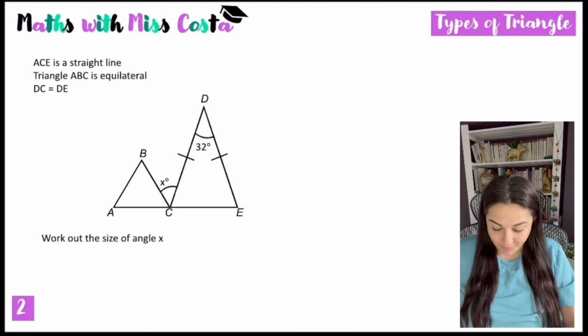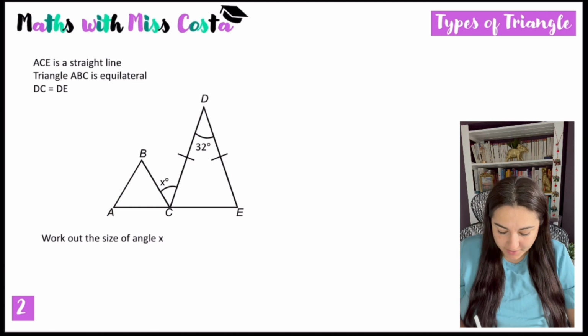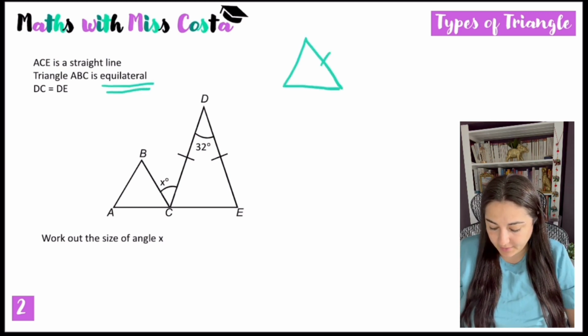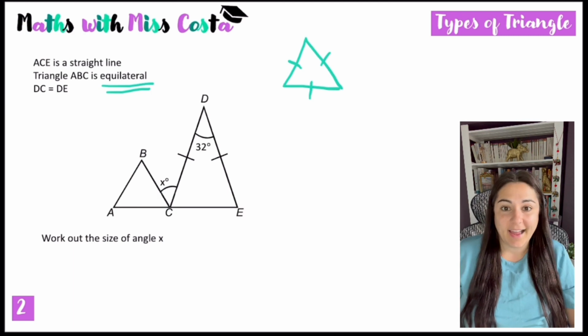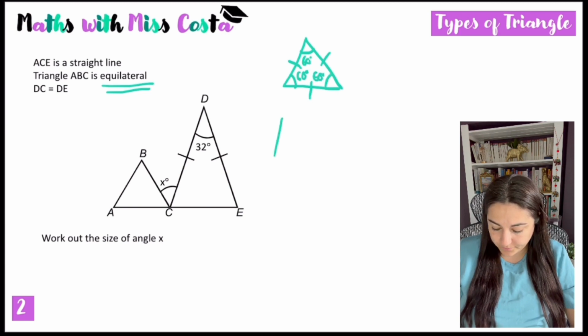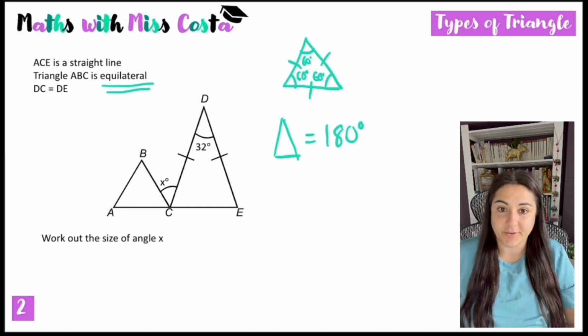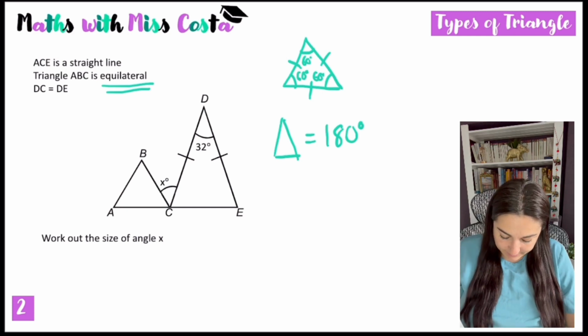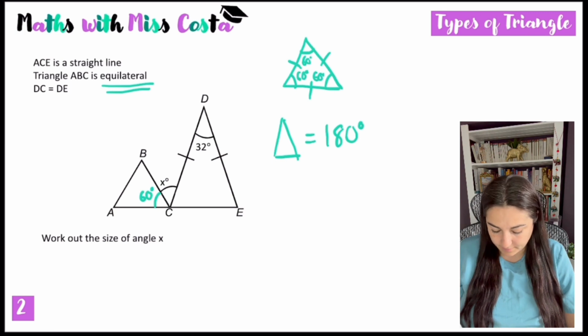So this question requires us to know about equilateral triangles and isosceles triangles. Now, an equilateral triangle is a triangle that has 3 equal sides, and therefore we know that its angles are going to be 60 degrees. We know this because every triangle has angles that add up to 180 degrees. And if there's 3 of them that are equal, we just do 180 divided by 3. So I know that this angle here is going to be 60 degrees. I mean, this one as well and this one too. And I can use that to help me.